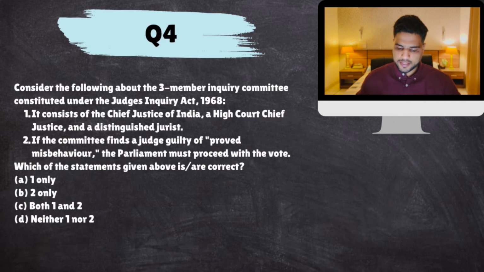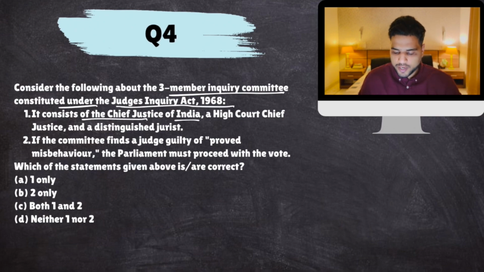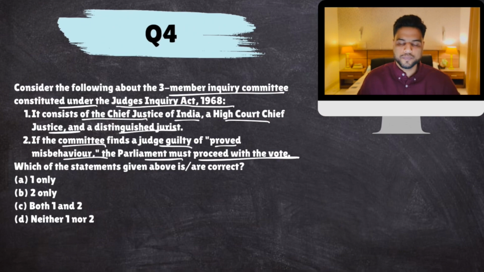Okay. Next. Consider the following about the 3-member inquiry committee constituted under the Judges Inquiry Act. It consists of Chief Justice of India, High Court Chief Justice, and a distinguished jurist. If the committee finds a judge guilty of proved misbehavior, the Parliament must proceed with the vote. Now look, the 3-member inquiry committee does not have the Chief Justice of India, but a Supreme Court judge. So this is false.